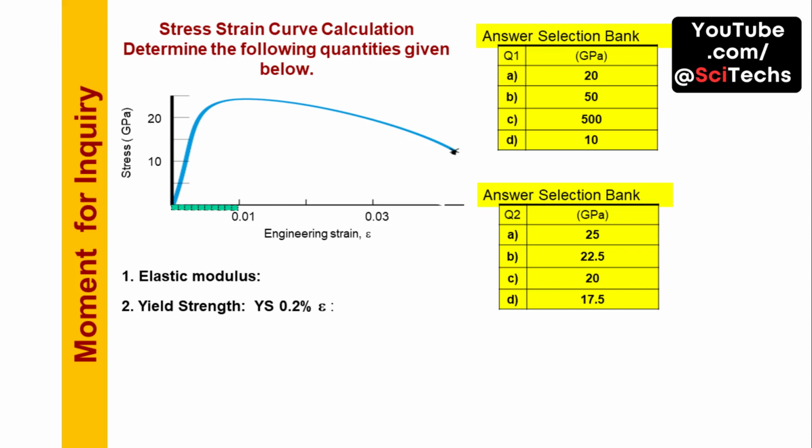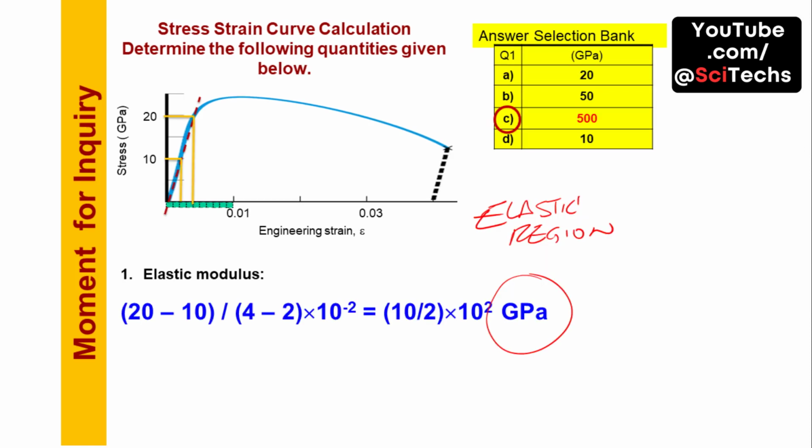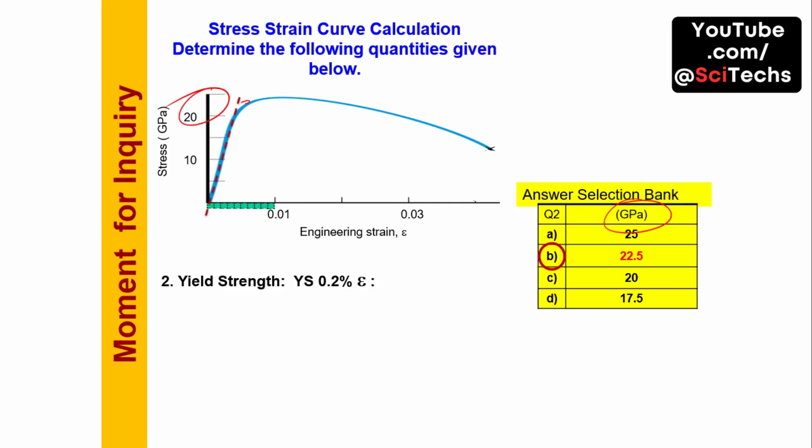Let's calculate the elastic modulus and yield strength from the given stress-strain curve. Using the stress-strain curve, we calculate the elastic modulus to be 10 gigapascals. Next, we determine the yield strength using the 0.2% offset method, which gives us 22.5 gigapascals.